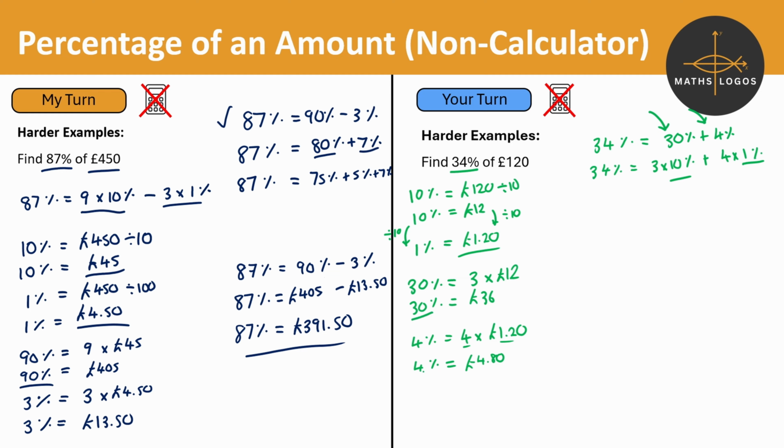34% is 30% and 4% added together. So I'll say 34% is equal to £36. Add on my £4.80. I'll set up my column addition for that. You might not need to do this, and that's okay. 8 and 0 is 8. 4 and 6 is 10. Carry over that one. And 3 and 1 is 4. So my answer is 34% is equal to £40.80. Remember, with money, we do need those 2 decimal places.